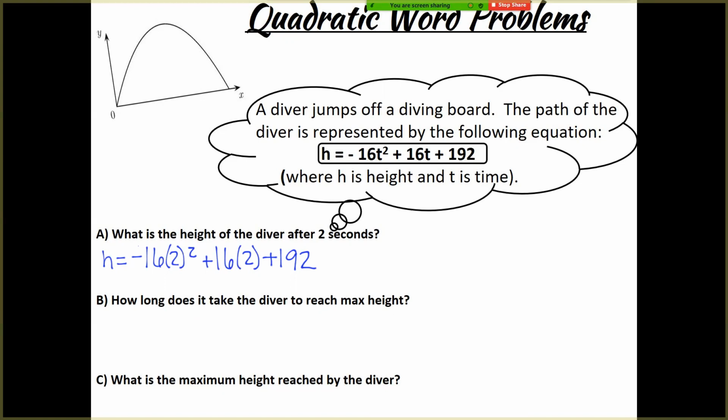So you should have typed in negative 16 times 2 squared plus 16 times 2 plus 192. You should get an answer of a height of 160 feet. So at 2 seconds, the diver is at a height of 160 feet.